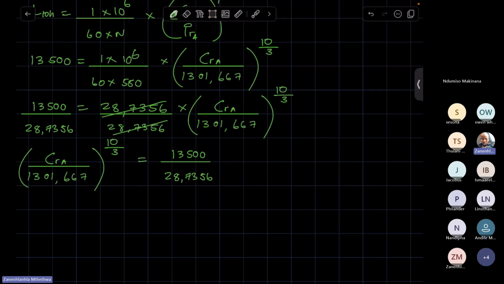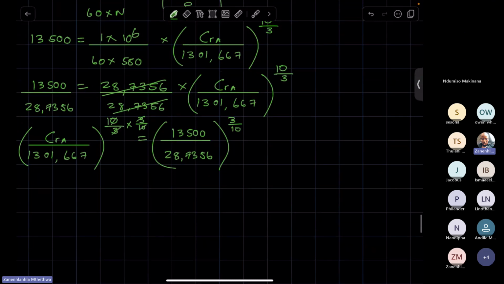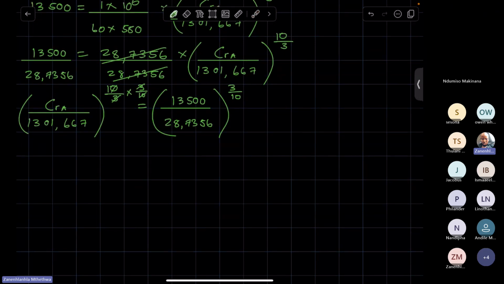Now to get rid of the parentheses, you simply multiply both sides by exponent 3/10. So you multiply this side by exponent 3/10. Obviously that cancels. So you rid this side of these parentheses, right? So this side you're left with CRA divided by the 1301,667 is equal to this.